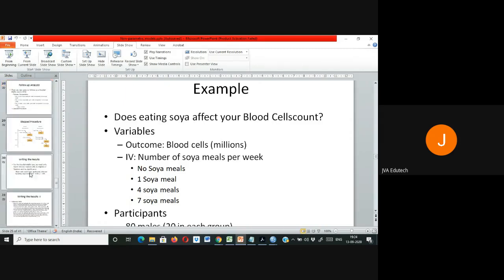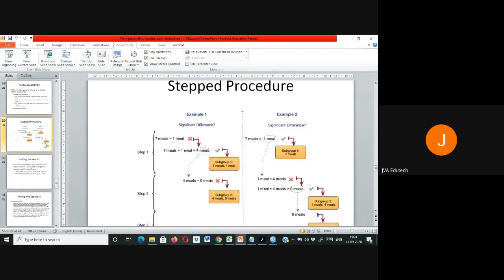In this stepped procedure, if you closely look at this diagram, these are theoretical things. You can choose whether you want to go for pairwise or stepwise in the SPSS software itself. But I want to tell you why you should go for pairwise, and if pairwise is giving some error, why you should go for this step procedure.